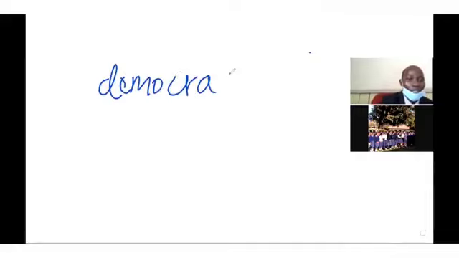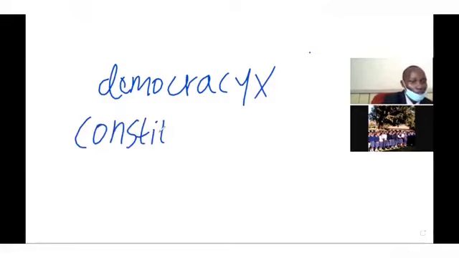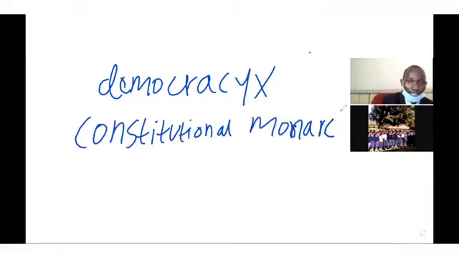Now you can be asked a question like this. State the type of government practiced in Britain. State the form of government practiced in Britain. Maybe if you give the answer as democracy, you are going to lose a mark. The form of government practiced in Britain, you must talk about what? Constitutional monarchy. Then you score a mark.